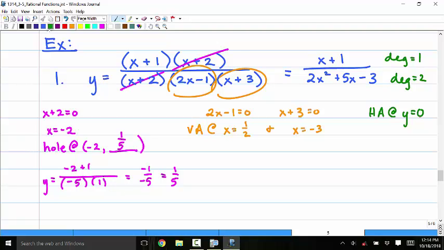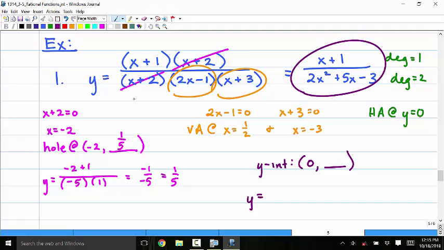Okay, let's go after some intercepts. The y-intercept is 0, something, yes? How do I find that something? I plug 0 in for x. You can do it on that one or you can do the original. I'm going to plug it into the reduced. 0 plus 1 over 2 times 0 squared plus 5 times 0 minus 3. What do I get? My y-intercept is at 0, negative 1/3.